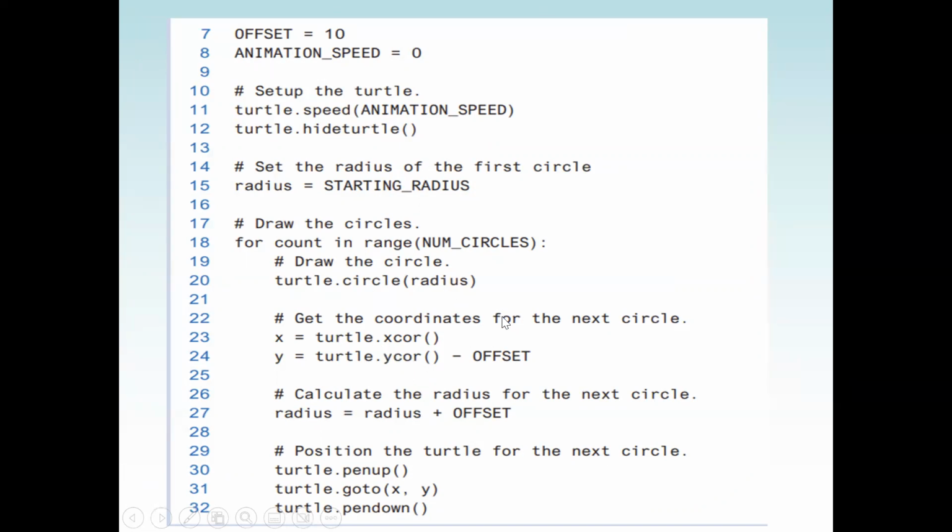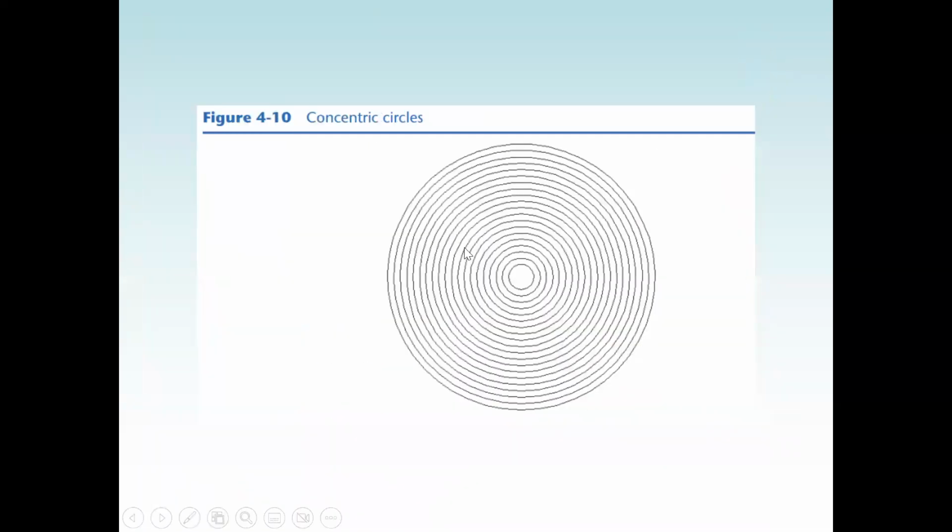And we start to get the coordinate for the next circle, the X coordinate and Y. Then we calculate the radius of the next circle. Then we position the turtle for the next circle. So the pen up, go to X and Y, then the pen down, then we can draw a nice shape.